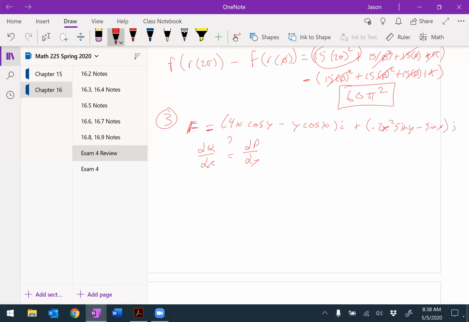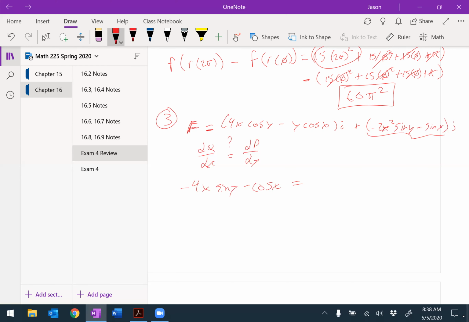Okay, so we're going to take this one and do the partial with respect to x. That's going to become negative 4x sine y, because the sine y is just a constant, minus the derivative of sine x, which is cosine x, so minus cosine x. So that's dQ/dx.